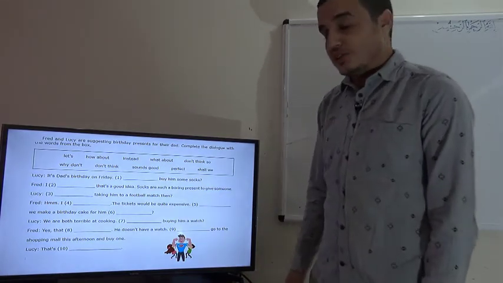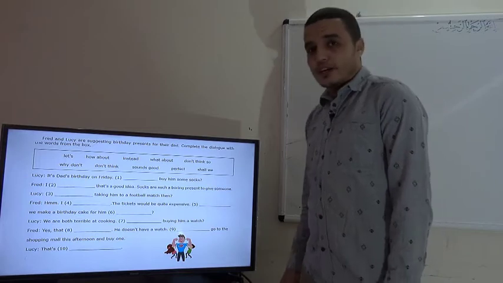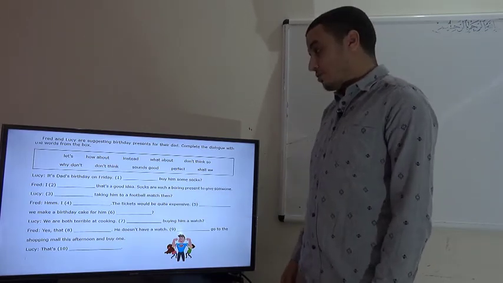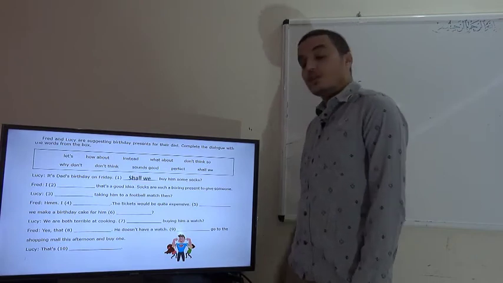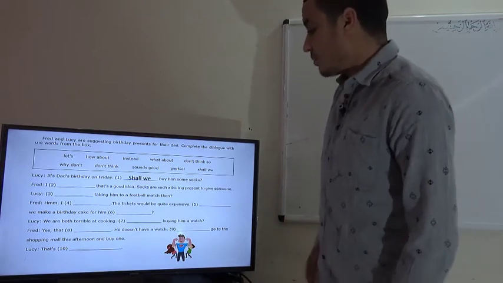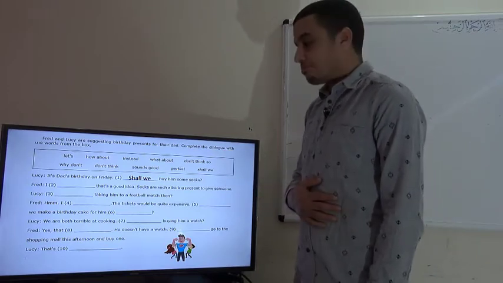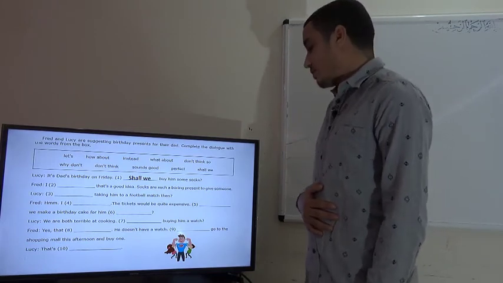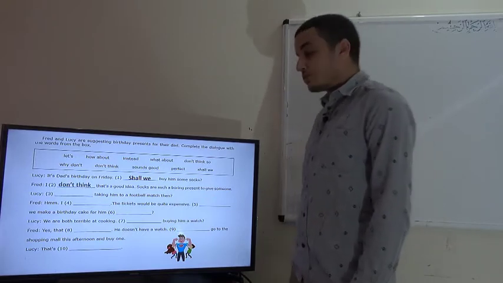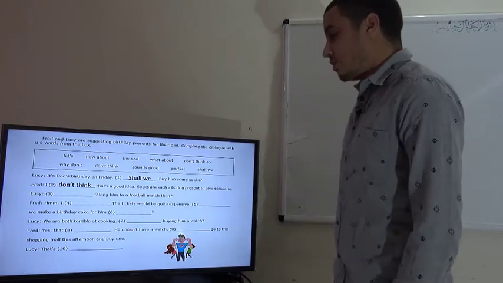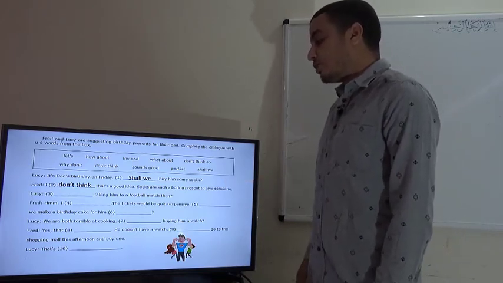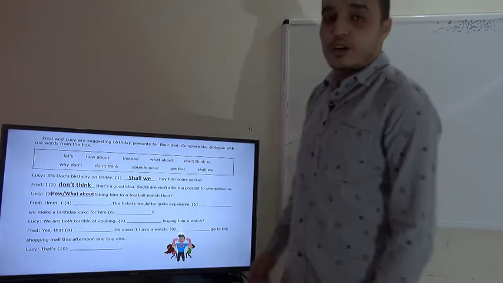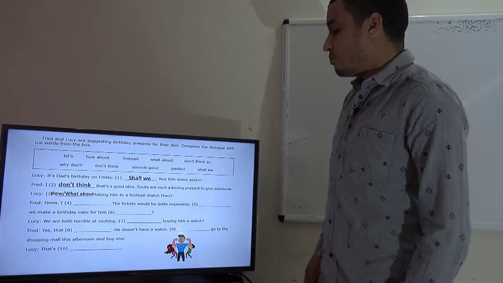So let's start with the first one. Lucy: It's Dad's birthday on Friday. Shall we buy him some socks? So the right answer is shall we? Fred: I don't think that's a good idea. Socks are such a boring present to give someone. So the right answer, I don't think that's a good idea. Lucy: How about, or what about, taking him to a football match then?